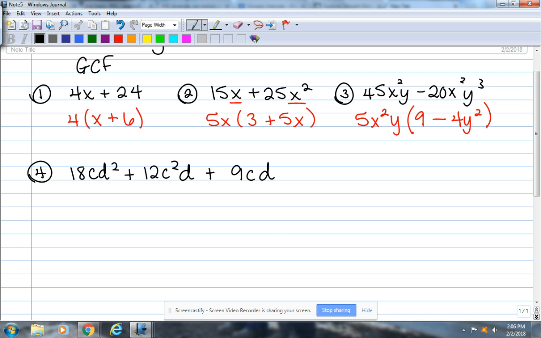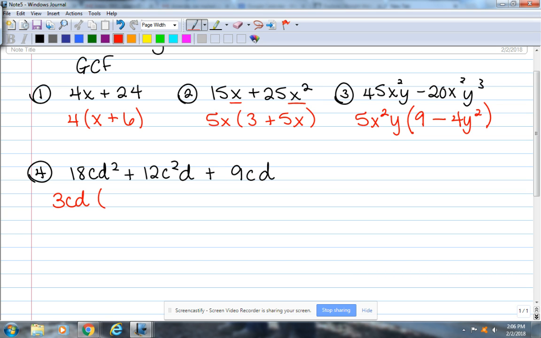All right, this one's called a trinomial because it's got 3 terms, but still same game. We're looking for GCF. So this time you got to do it for all 3 terms. So the largest number that goes into 18, 12, and 9 is what? 3. Do all 3 terms have a C? What's the lowest? 1C. Good. Do all 3 terms have a D? Yes. What's the lowest? 1. Okay. So 3CD is the GCF for all 3 terms.